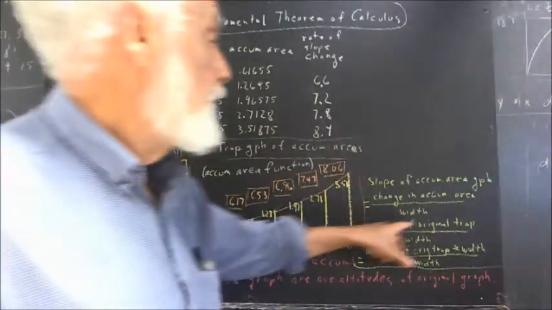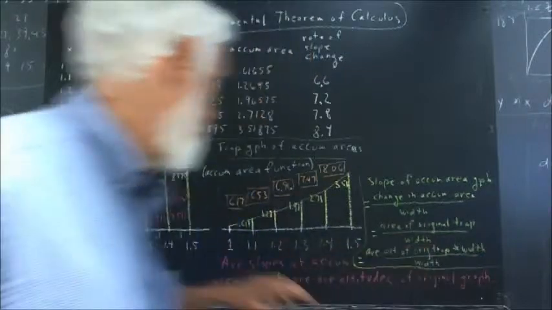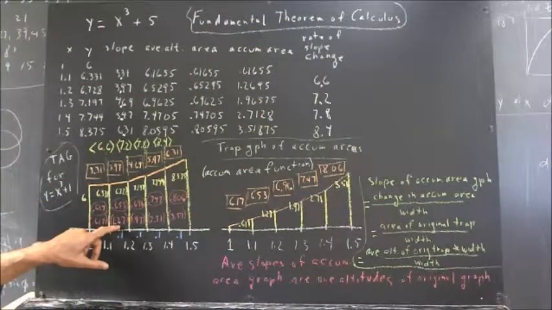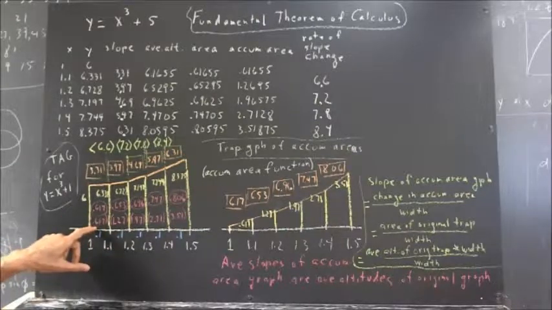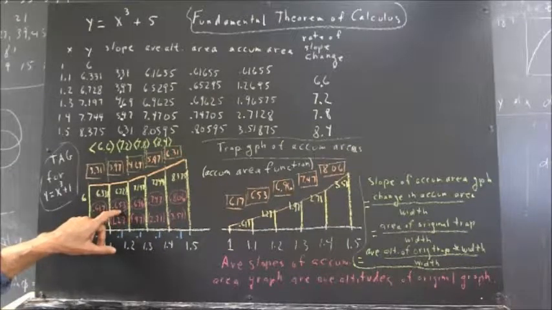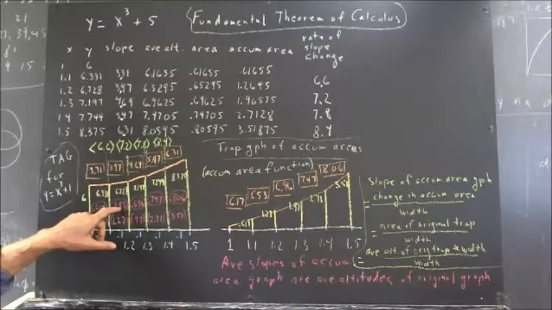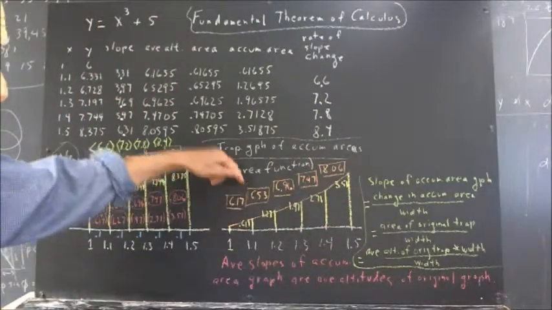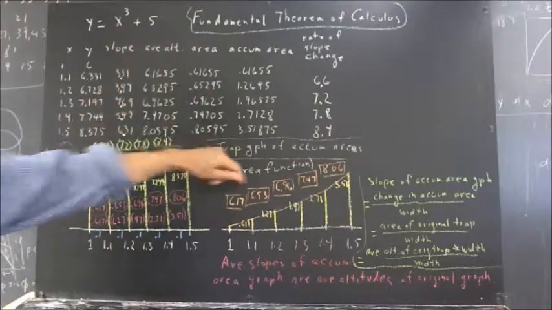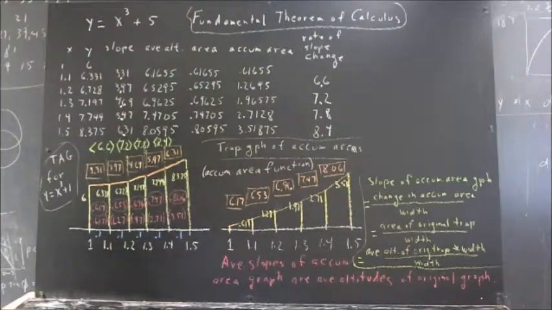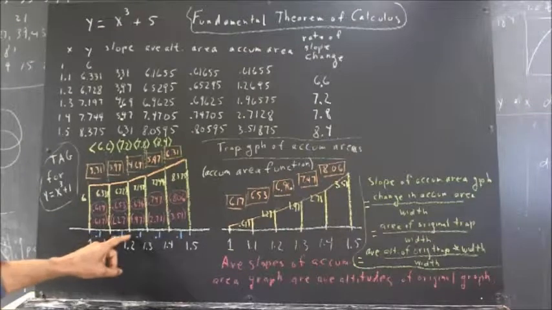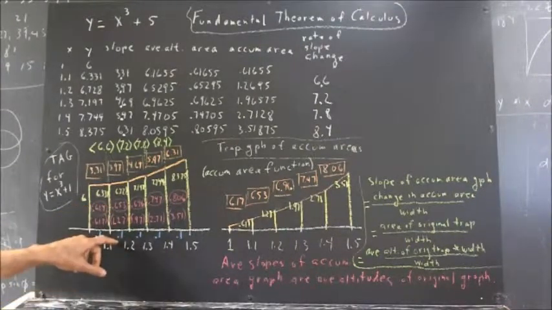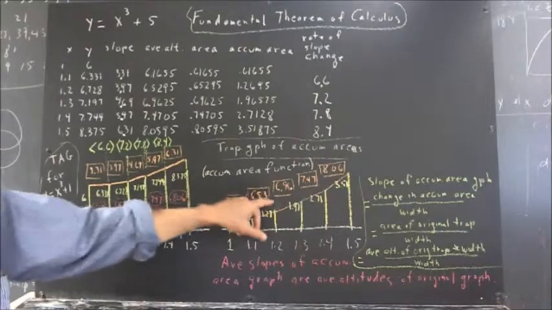But that's equal to the area of the original trapezoid on the original graph, because to get this accumulated area, we added this to this accumulated area. This is just the area of this trapezoid. So it's the area of the original trapezoid divided by its width. So that this slope here should be the area of this trapezoid divided by its width. Well, that's clearly the case. If we divide 0.653 by 0.1, we get 6.53.